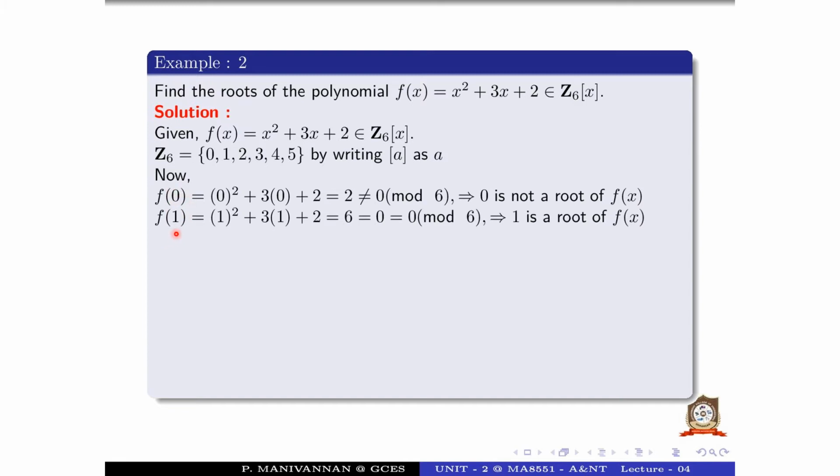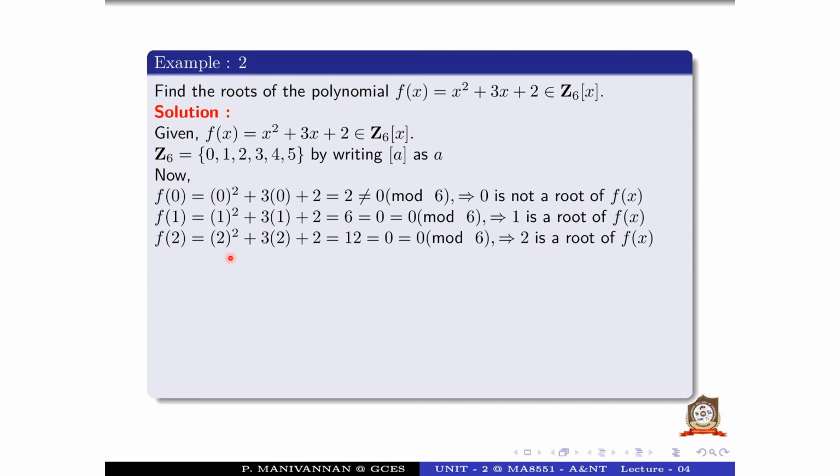Now f(1) = 1² + 3·1 + 2 = 1 + 3 + 2 = 6. Here the ring is Z6, so 6 divided by 6 leaves 0, that is 6 ≡ 0 mod 6. So f(1) = 0, and 1 is a root of f(x).